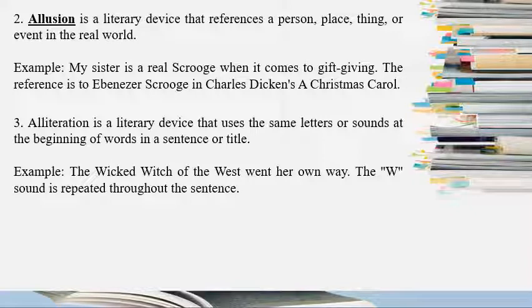Then the third one, we have alliteration. It is a literary device that uses the same letters or sounds at the beginning of words in a sentence or title. So for example, the Wicked Witch of the West went on her own way. The W sound is repeated throughout the sentence, and that is an example of alliteration.